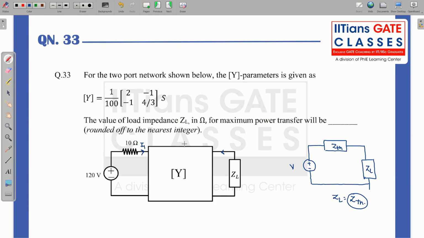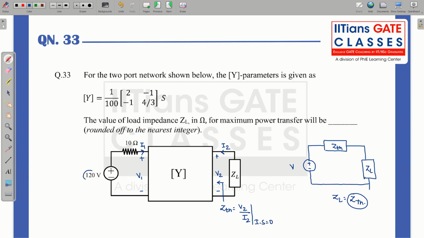So let this be I1, this be I2, this be V1, and this be V2. So Thevenin impedance, if you have to find, that is ZTH. So that will be equal to V2 by I2. Is this correct? No, this is not correct. Here I have to add one more point, that Thevenin resistance is equal to V2 by I2 when all the independent sources are 0.